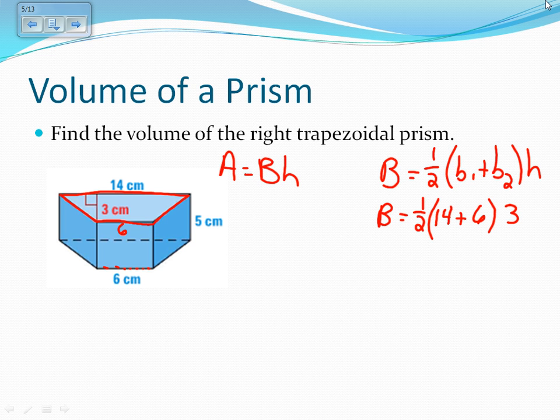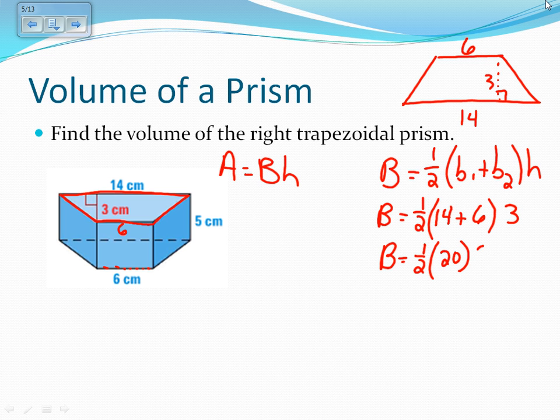All right, so let me redraw this. This may help. So far we're only talking about the trapezoid. So there's 14, 6, 3. Okay, does that help? So you're correct, there's 2 H's. One is the height for the prism, one is the height for the trapezoid. So trapezoid only here. So the base is equal to 1/2 of 20 times 3. Half of 20 is 10, times 3. So the base is equal to 30.